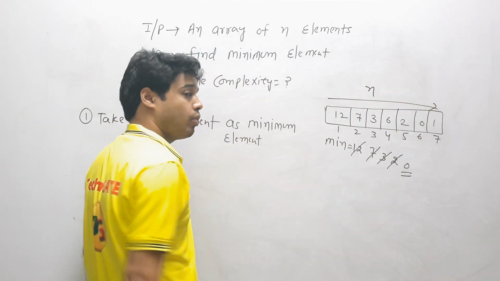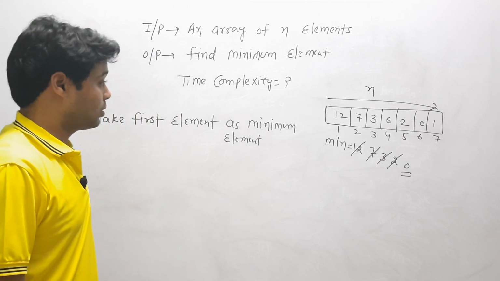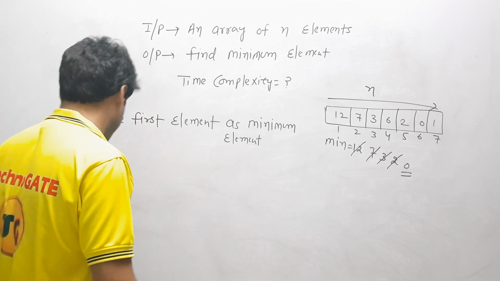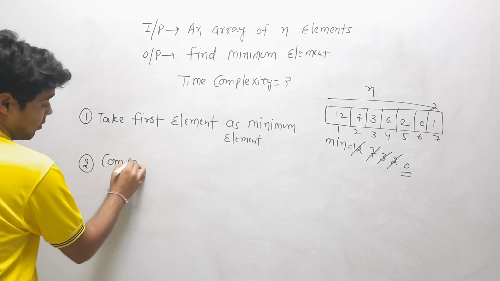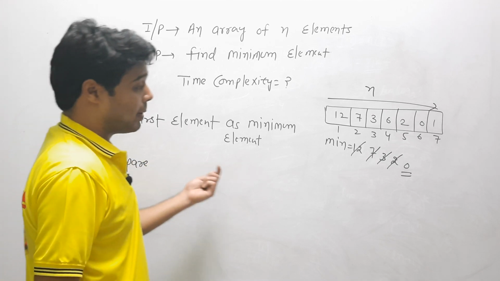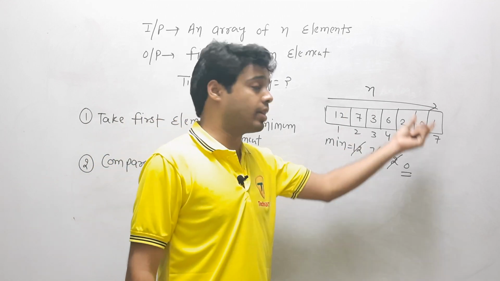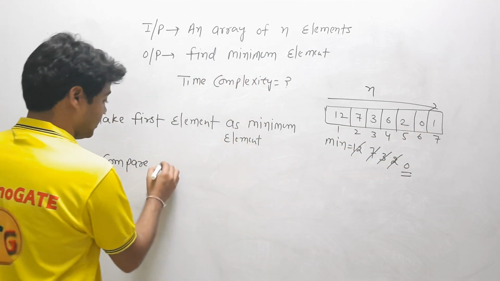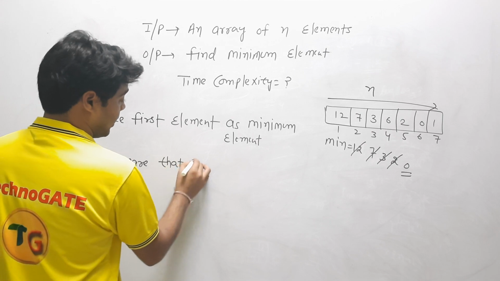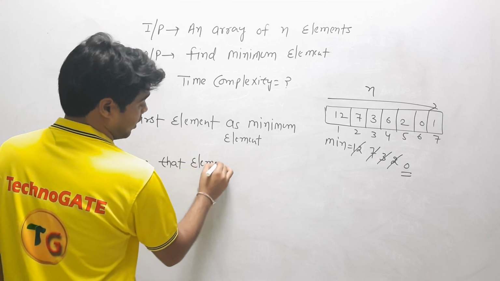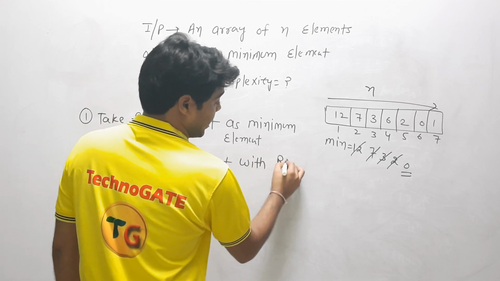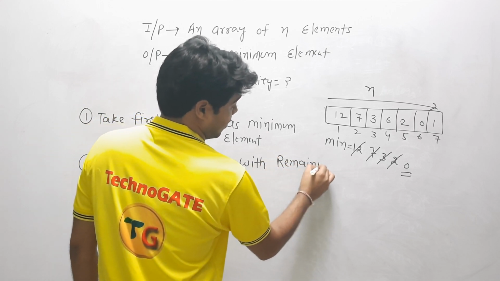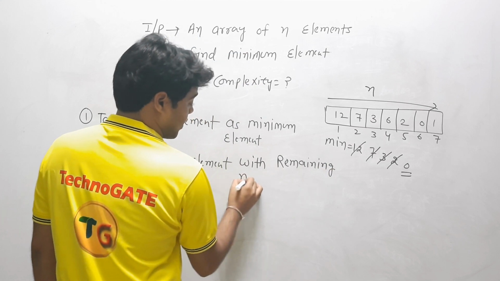Okay, so there are n elements in the array, so the for loop goes n times here. Take the first element as the minimum element and compare. So there is a comparison. This element is compared with all the other elements, that is, compare that element with the remaining n minus 1 elements.